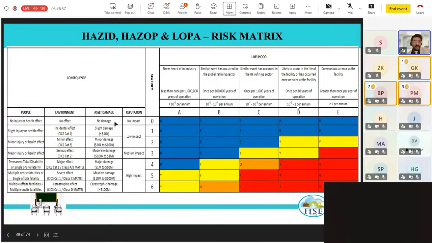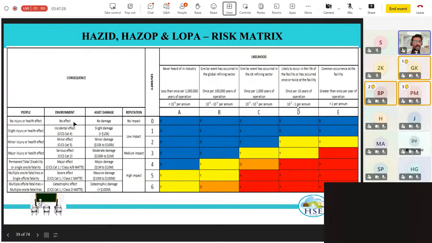This is a 6x5 matrix, and this was for the Sanlo refinery, so this is a good example. Here you have your 6 phases of severity. You have severity 1 that has no impact. Sorry, this is for reputation, this is for people, this is for environment, this is for asset damage and reputation. Now we look at people because we are looking at the safety aspect of it. Many times they insist on doing environmental, asset damage, and reputation together in HAZOP. That is also there, but let's not complicate it for this session.